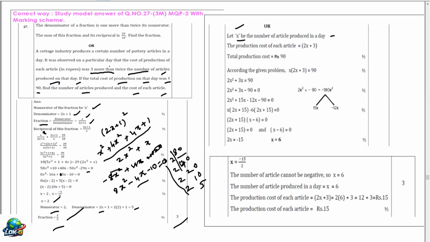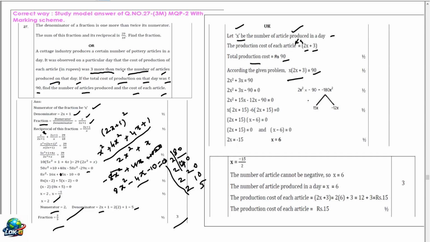Read the statement. The cost of the production of each article, one article, was 3 more than twice the number of articles. Number of articles are x, 3 more than twice means 2x plus 3. Total production cost is 90. How many articles are produced? x articles. Cost of each is rupees 2x plus 3. Therefore, this product must be equal to what? 90. Therefore, you get a quadratic equation now. 2x square plus 3x is equal to 90.